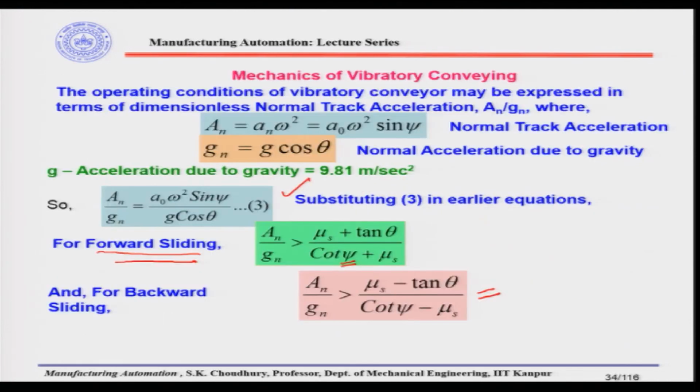Therefore, we can decide what the angle psi, the vibration angle, will be, and the track inclination angle we can also decide. So, by deciding mu s, the track inclination angle and the vibration angle, we can satisfy that the normal track acceleration should be more than this factor. Then only the parts will go along the track up, that is at the outlet of the vibratory bowl feeder.